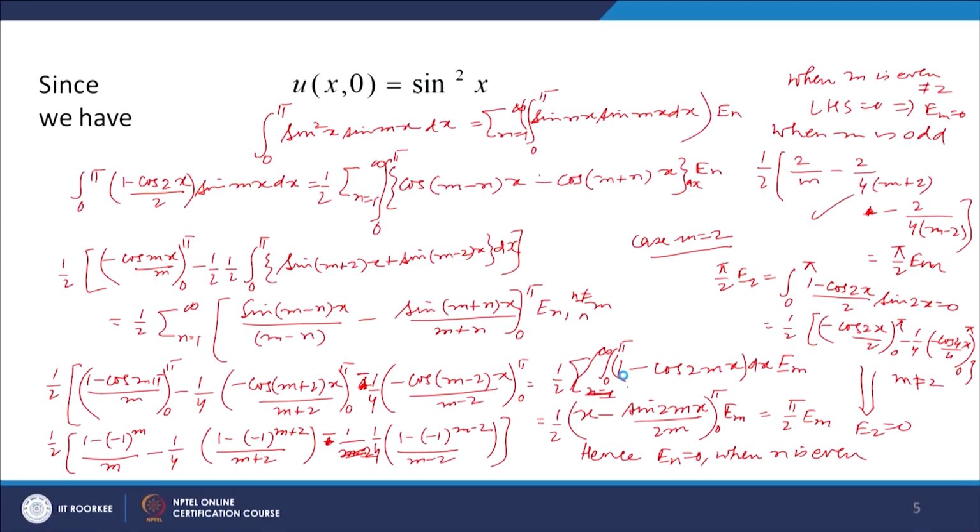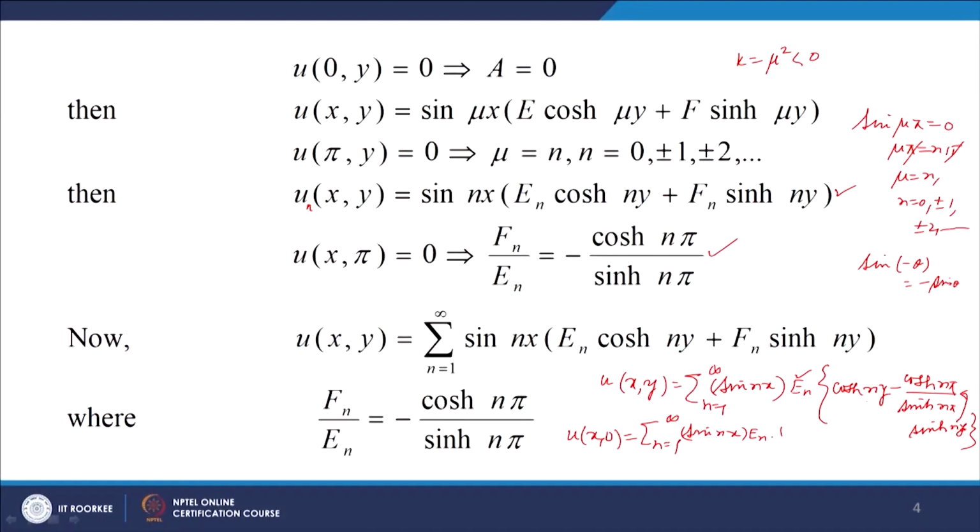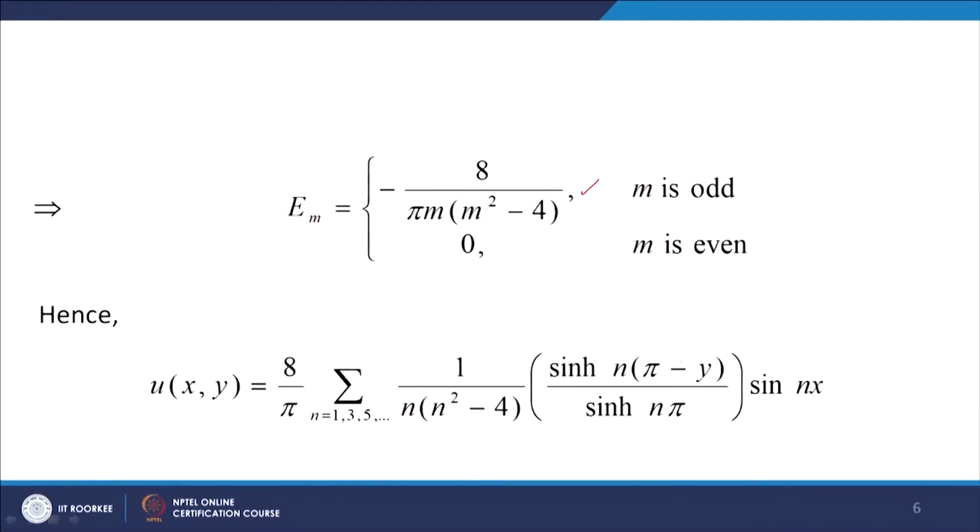And then this can be simplified, sin hyperbolic n pi into cos hyperbolic n y minus cos hyperbolic n pi over sin hyperbolic n pi, that can be written in this form, sin hyperbolic n pi minus pi. So this is how we get the solution of this.